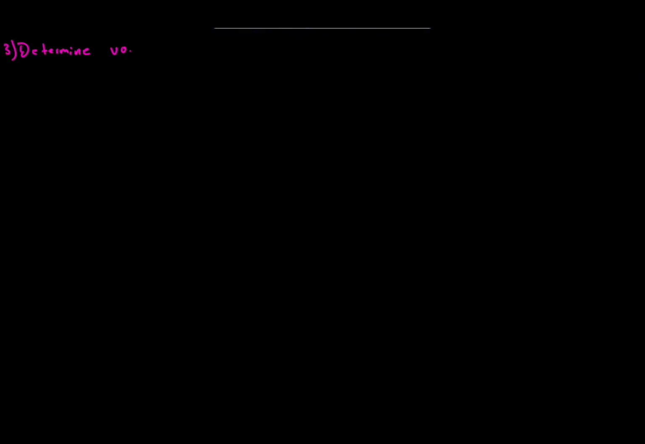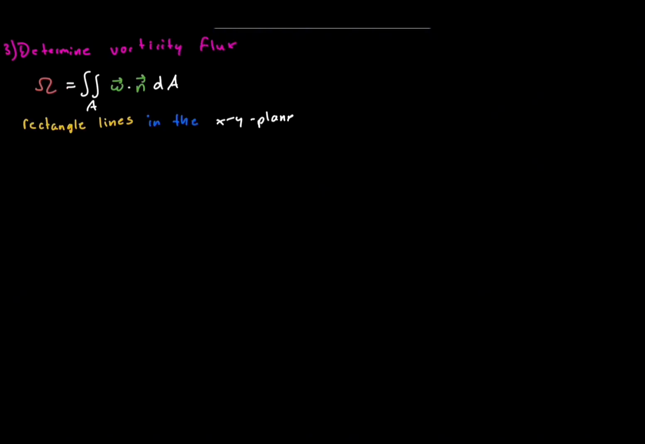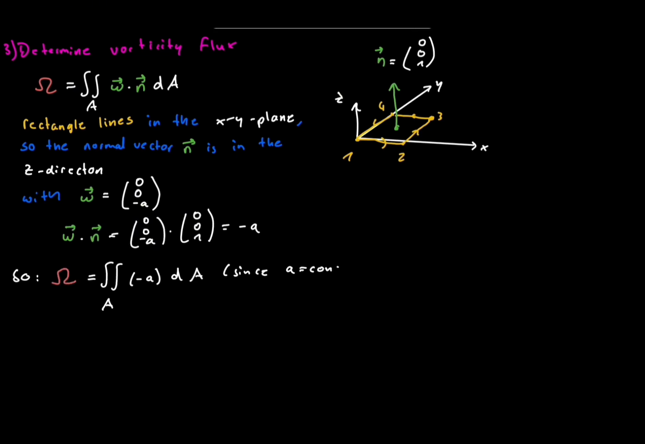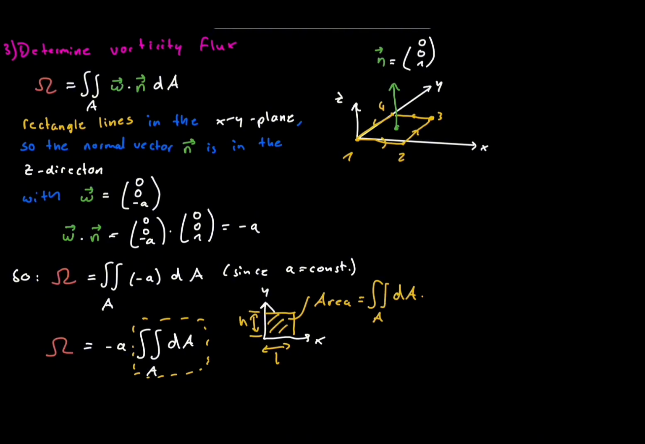Finally, we compute the vorticity flux through the rectangular area. The rectangle lies in the xy plane, so the normal direction is the positive z direction. The vorticity is constant and points in the negative z direction, with value minus a. So the vorticity flux is simply minus a times the area of the rectangle. The area is L times h. Therefore, the vorticity flux is minus a times L times h.